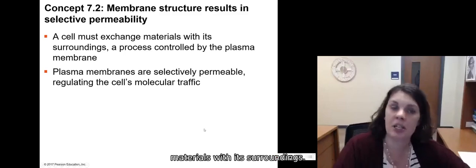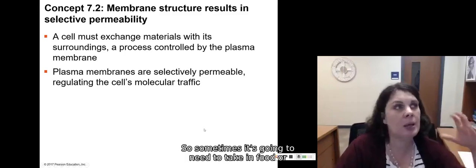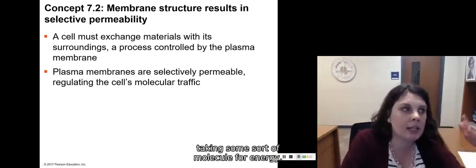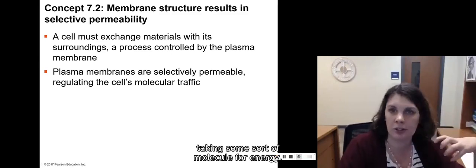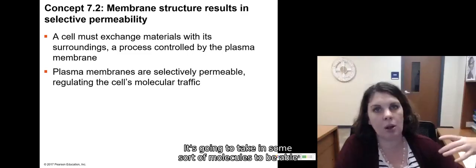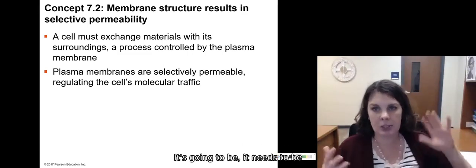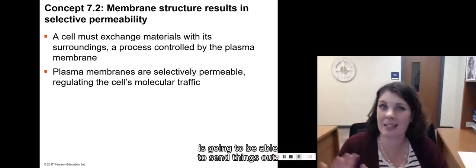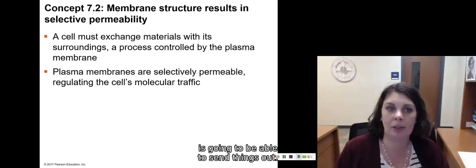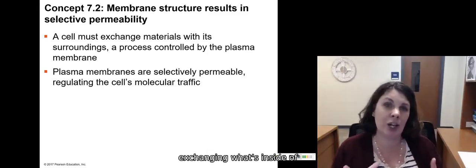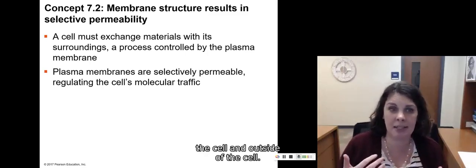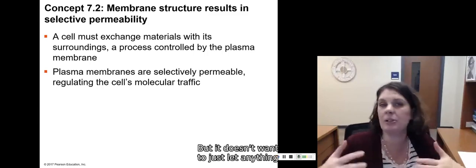A cell is also going to need to be able to exchange materials with its surroundings. So sometimes it's going to need to take in food or take in some sort of molecule for energy. It's going to need to take in some sort of molecules to be able to turn them into the things that it needs to grow. It's going to need to be able to get rid of waste. It's going to be able to send things out. So a cell has to be constantly exchanging what's inside of the cell and outside of the cell.